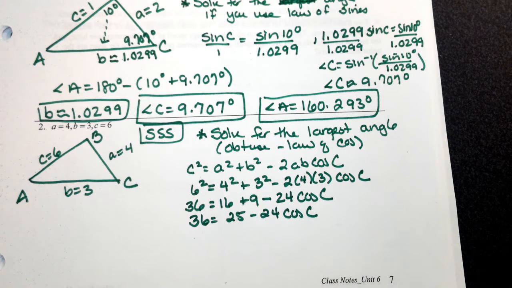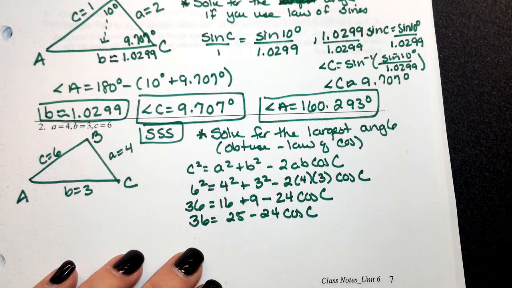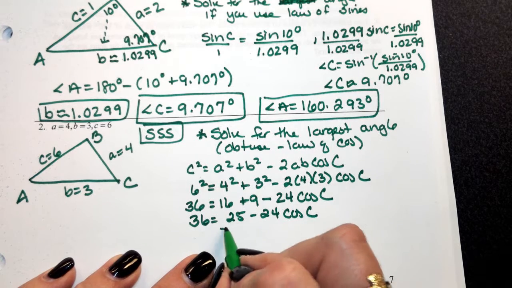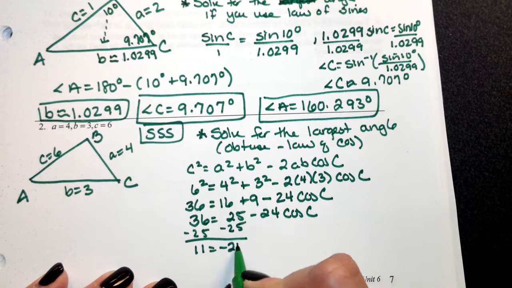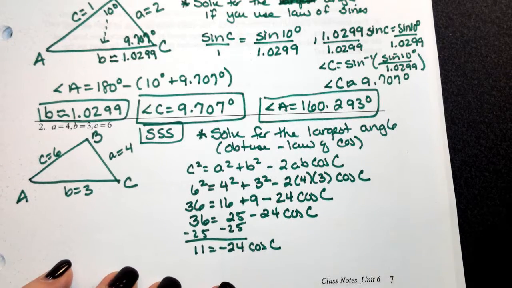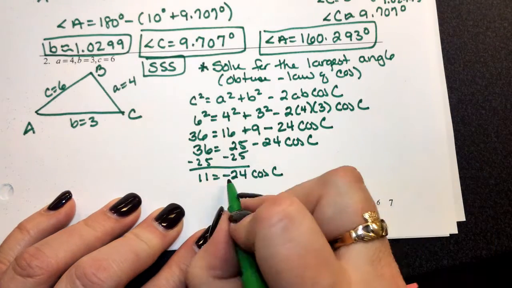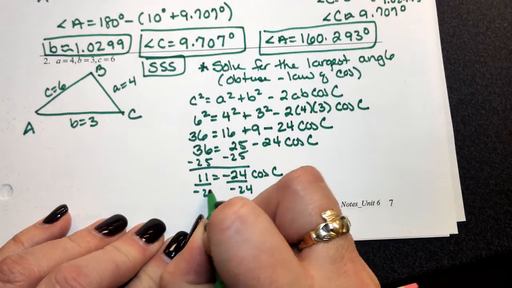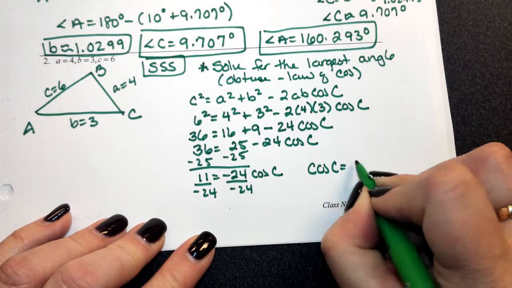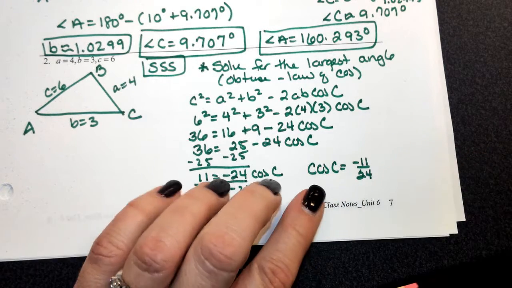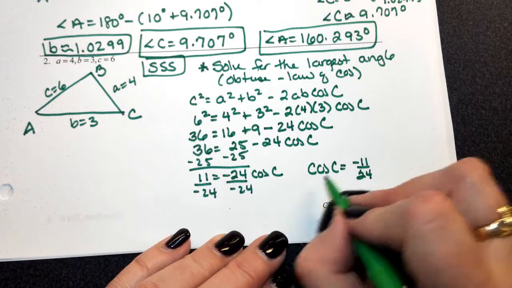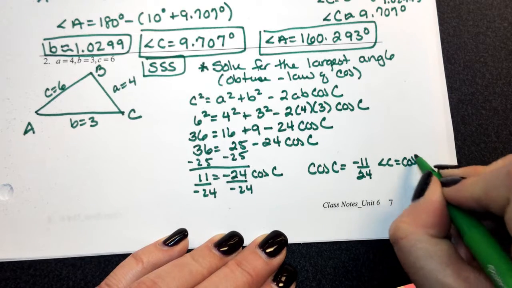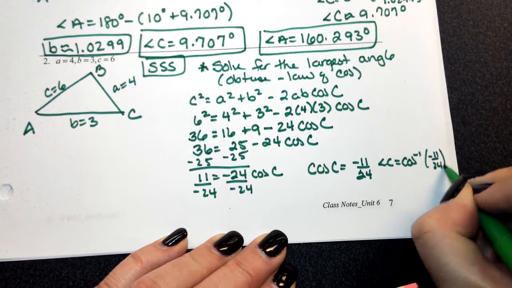What's going to be your first step now to get cosine by itself? Subtract the 25. So I get 11 is equal to negative 24 cosine C. Then what? Divide by negative 24. So I have cosine of C is equal to negative 11 over 24. So now how do I solve for angle C? I'm going to have to take the inverse cosine. So angle C is equal to your inverse cosine of negative 11 over 24.